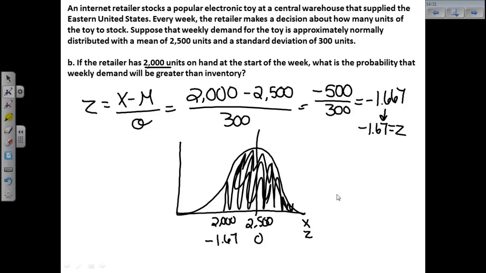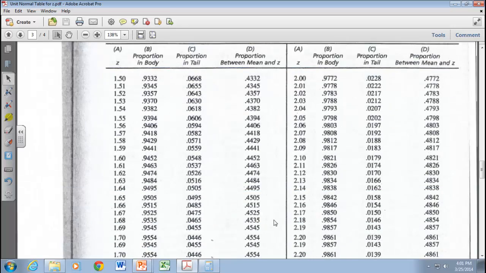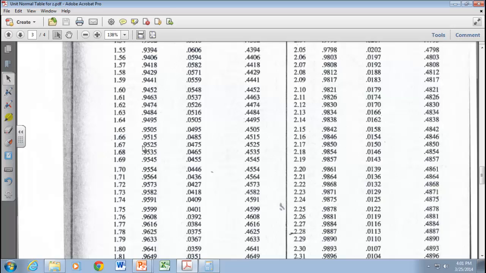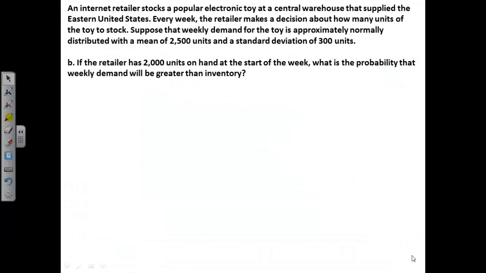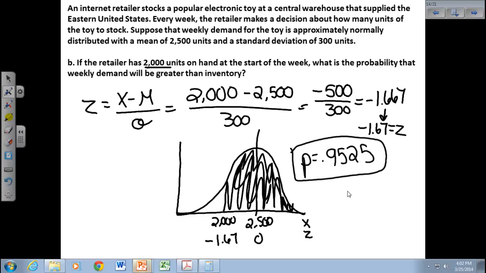So let's go ahead and find the probability associated with the Z-score of 1.67 in the body. Looking for 1.67 Z-score, proportion in the body, 0.9525 is the probability that we're looking for. So P equals 0.9525. When we have fewer units, the probability of running out is a lot higher. So we have a 95.25% chance of running out of units when we have 2,000 units.